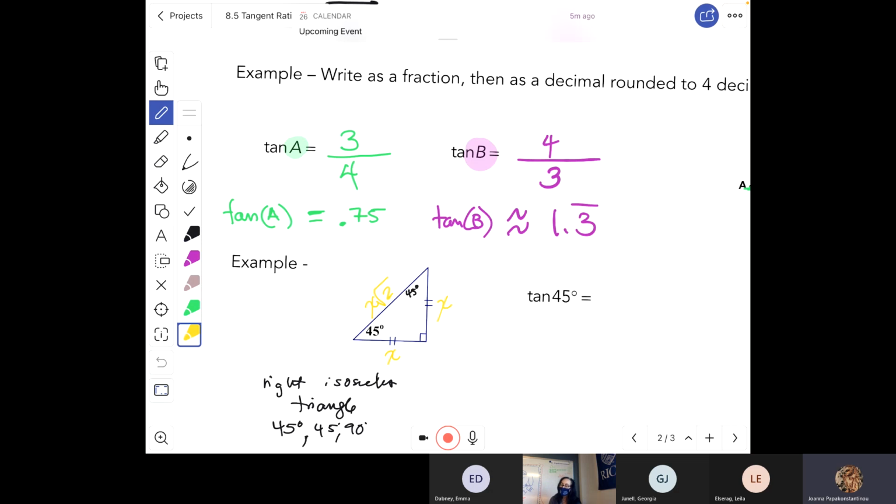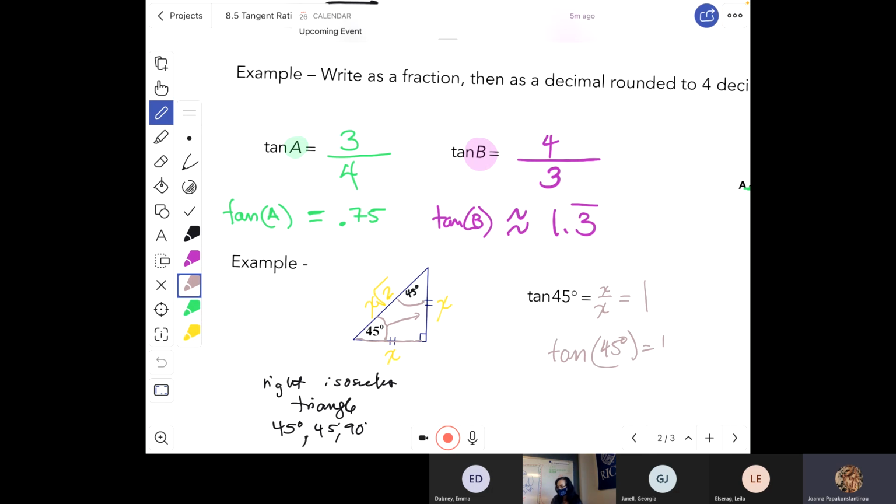Okay, now I know the tan of 45. So the tan of 45, and it doesn't matter whether I use this 45 or this 45, I'm going to get the same ratio. The tan of either one of those angles is the opposite in terms of x over the adjacent. So it doesn't matter what that x value is. We know for a right isosceles triangle, those two x values are the same. They're congruent. So any number other than 0 over itself reduces to what? 1. So we know that the tan of 45 degrees equals 1.